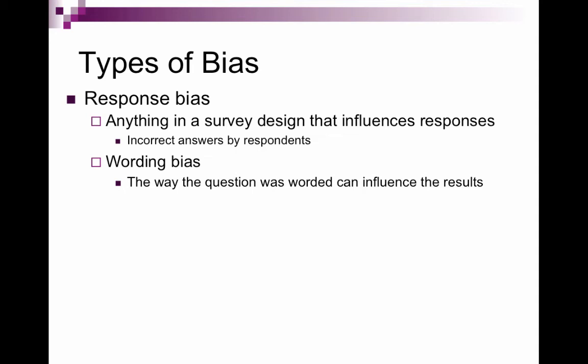The other type of response bias is called wording bias. And that's the way that the question was worded can influence the results. In this situation, typically the question is phrased to guide you to an opinion. For example, if I were to ask people, how do you feel about building a new prison with how the crime rate has increased? Well, you're hearing crime rate has increased, so yes, we need a new prison. It's guiding you to an answer that maybe I specifically want you to give. So that's a type of response bias as well.